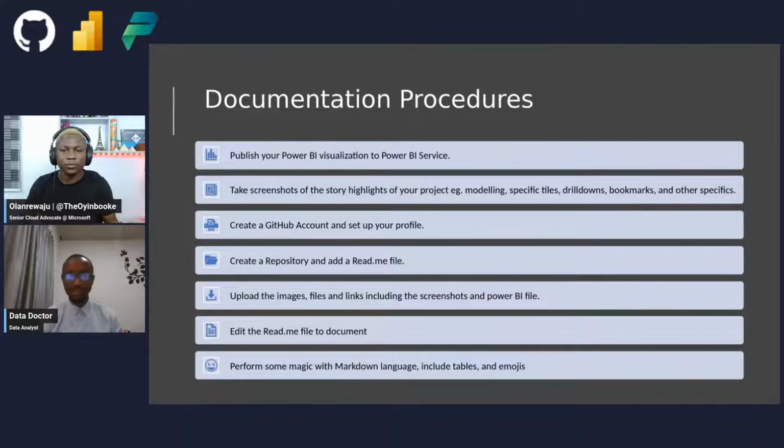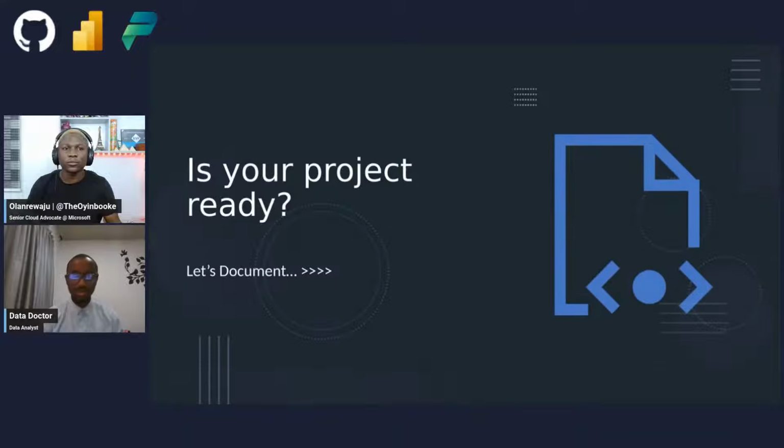Very, very important. That's the first thing you want to do. You publish it, okay? Then you take screenshots of the highlights, the tiles and all that. Then you have your GitHub, go to the README file, start documenting, you upload all those files. All right, so that's what we're gonna do right away.